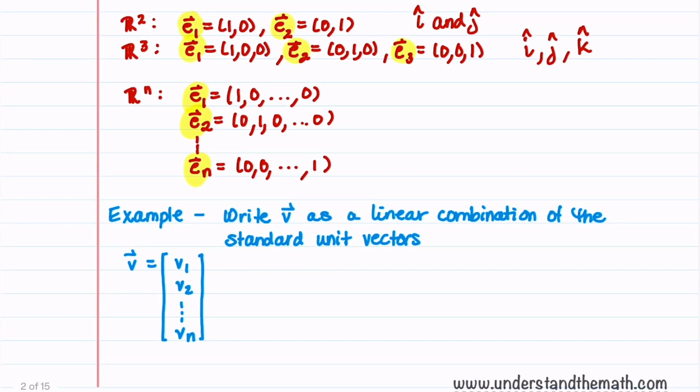Any vector can be written as a linear combination of the standard unit vectors. In this example, we're going to write our given vector v as a linear combination of the standard unit vectors. Our v then is going to be written as v1 e1 plus v2 e2 all the way up through vn en.